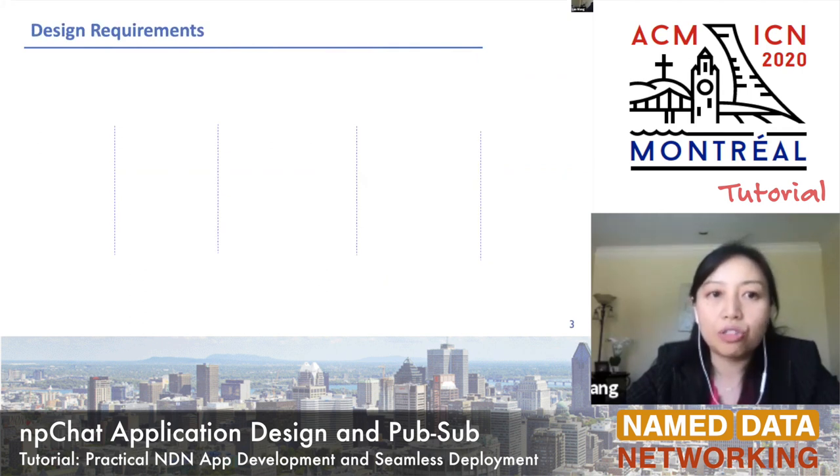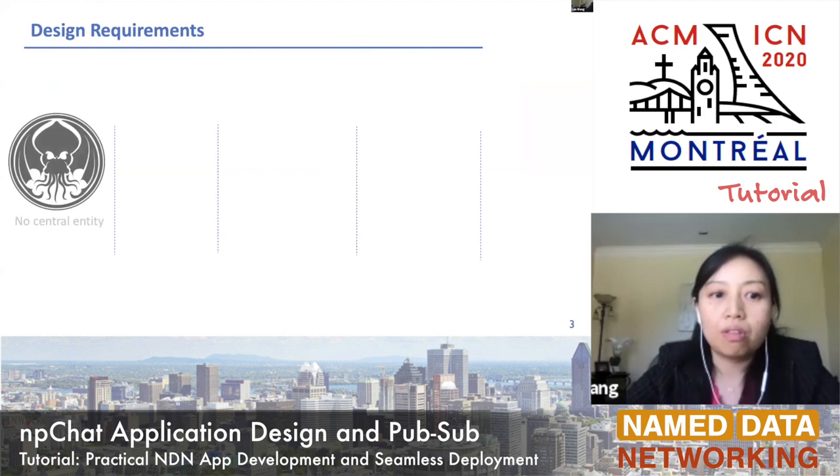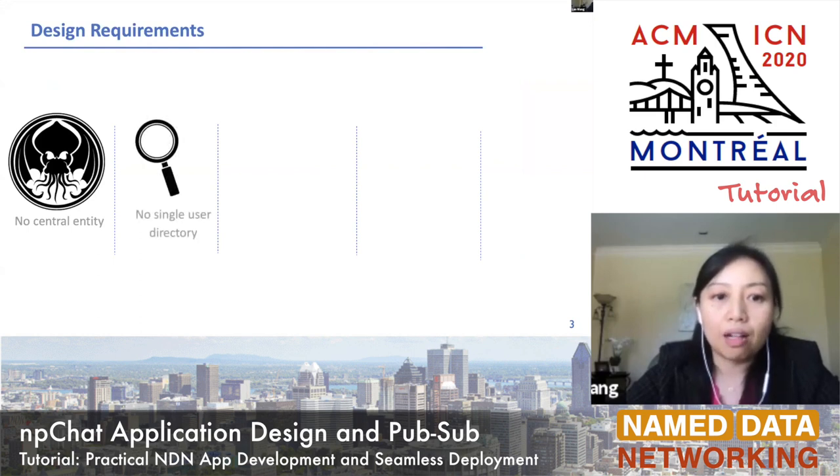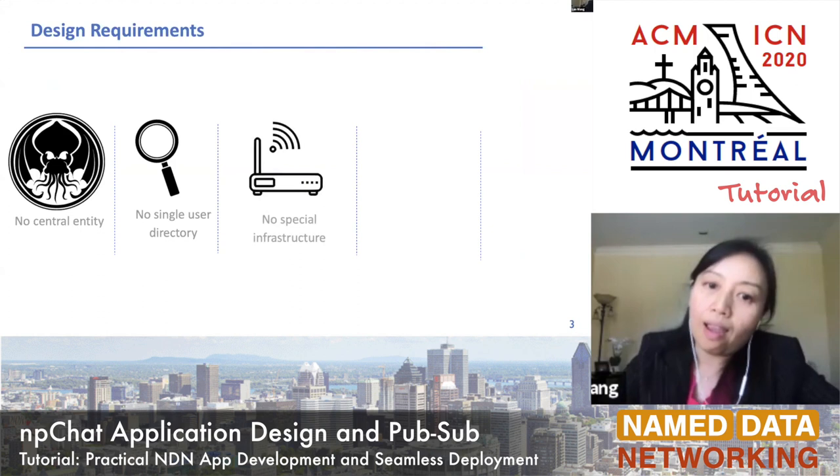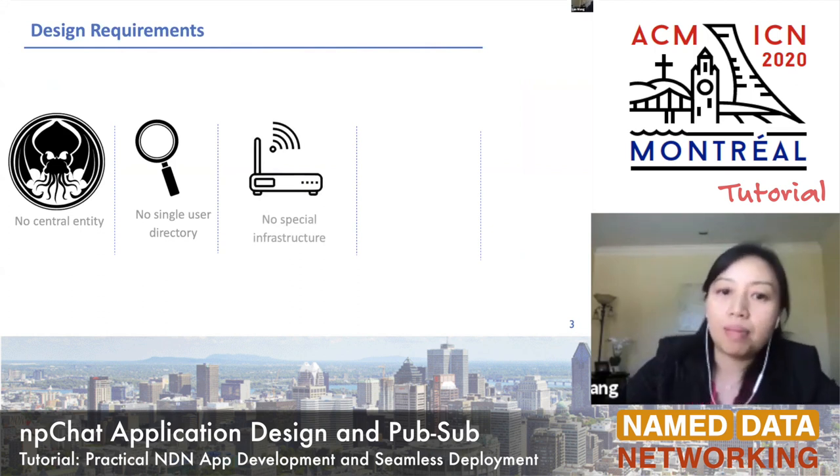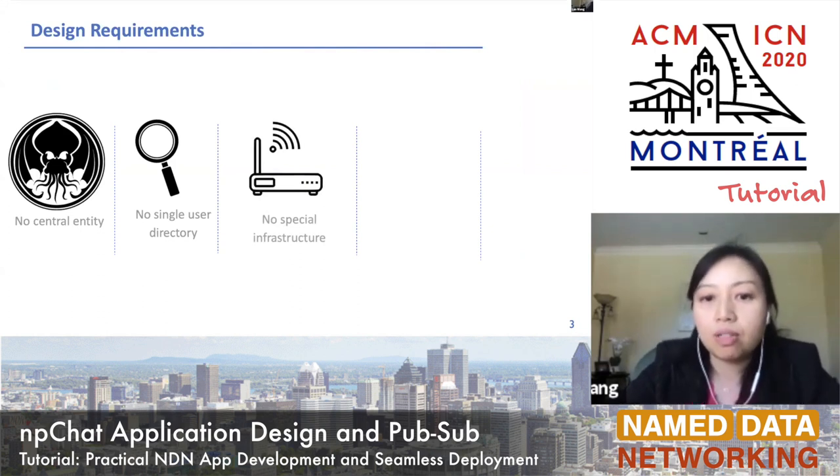This is a decentralized application. So the number one requirement for the design is we don't want any central entity to store the data or control access to the data. And also there's no single user directory, so no attackers or government can obtain all the users that are using this application. And we don't want the application to rely on some specialized infrastructure.